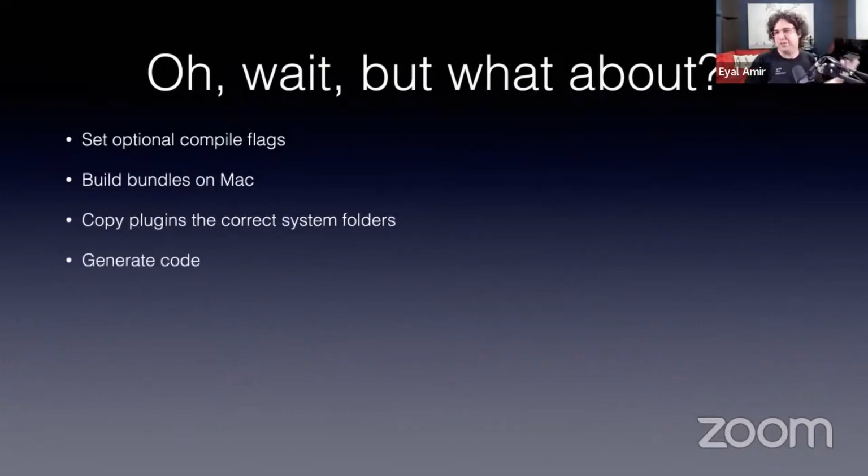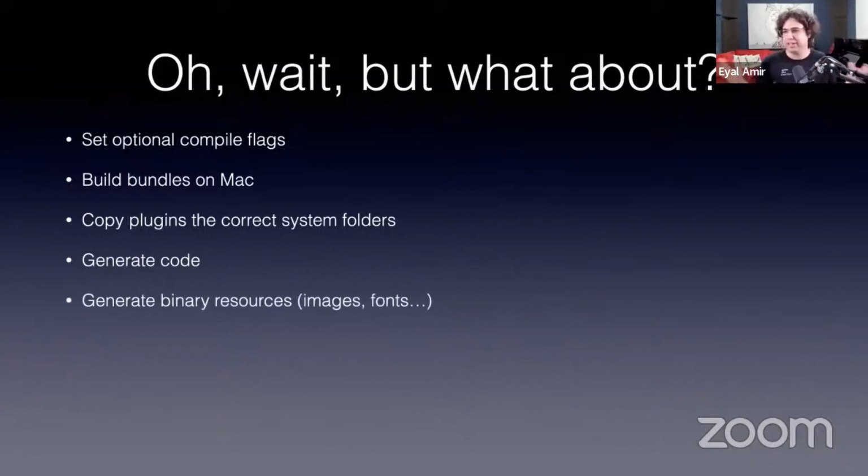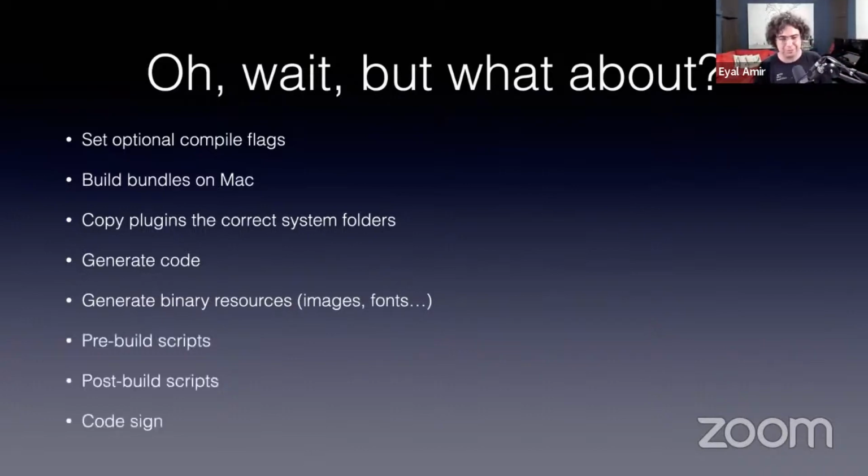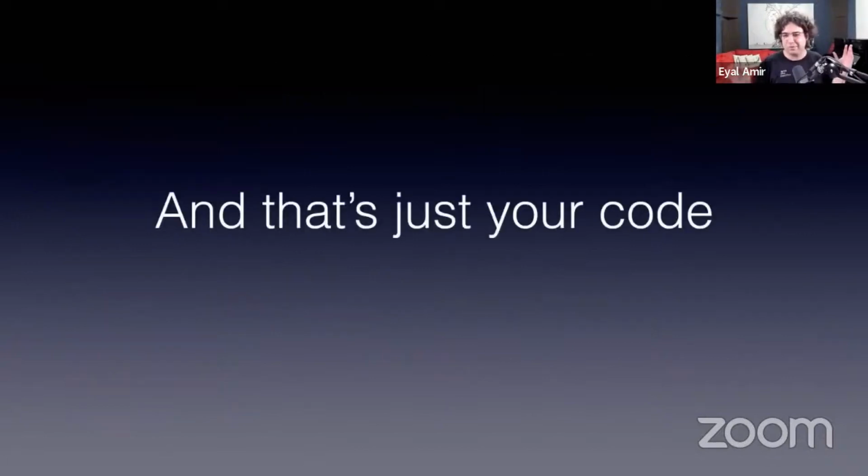You might have to generate code if you have a step from another language that has to run before the C++ code. You might want to generate binary resources, like the binary data on a plugin: images, fonts, audio files, other things that the code needs access to. You might run pre-build scripts, post-build scripts, code signing. So this is a bunch of stuff, and this is just the stuff in your code.